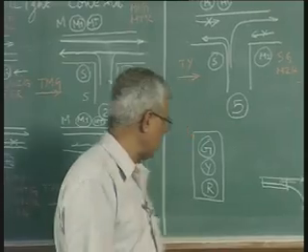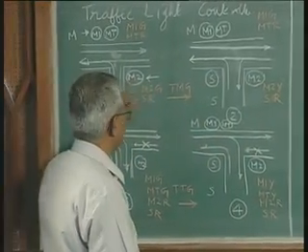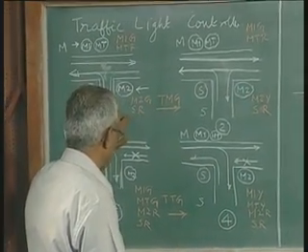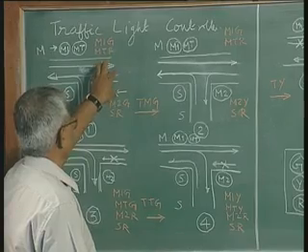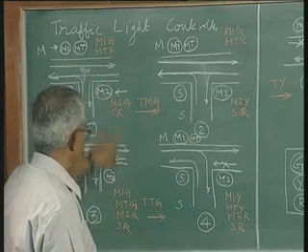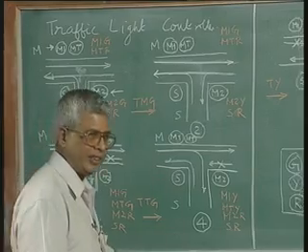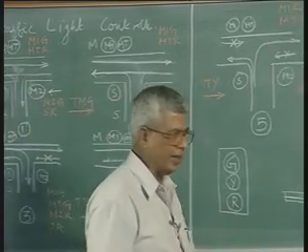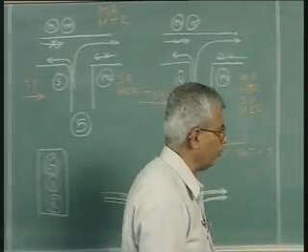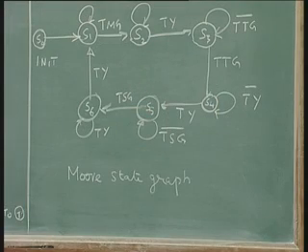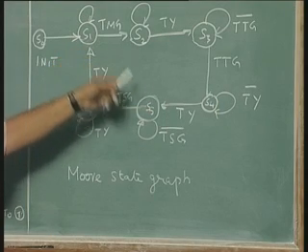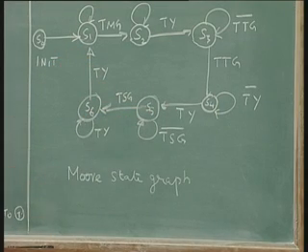The circuit can exist in all these 6 states, 1, 2, 3, 4, 5, 6, and each state's outputs are frozen. These are the outputs. So, when the outputs are fixed corresponding to states, there is a Moore state graph. So, we already said that there are 6 states, S1, S2, S3, S4, S5, S6.